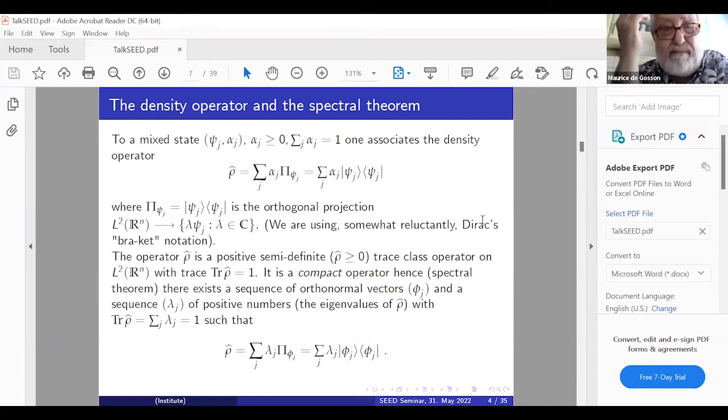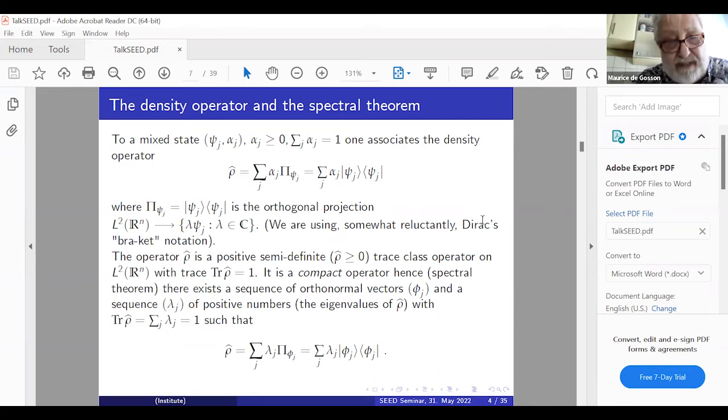It can be a finite number. It can be an infinite number, but of course the phi j's do not form a basis because that would be too much. Then we would no longer have a trace class operator. Usually, physicists assume that the sums are finite. But mathematically, there's no reason to do so. If you look at the spectral theorem for compact operators, you see that you have some requirements on the lambda j.